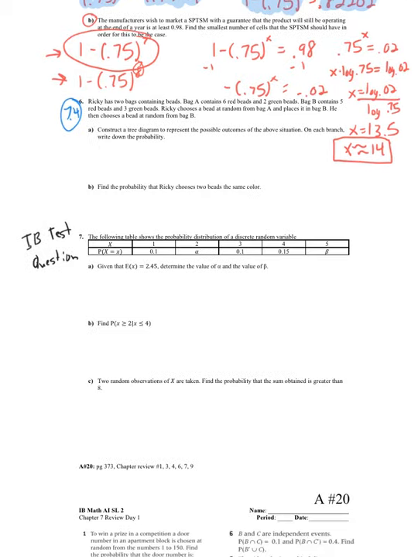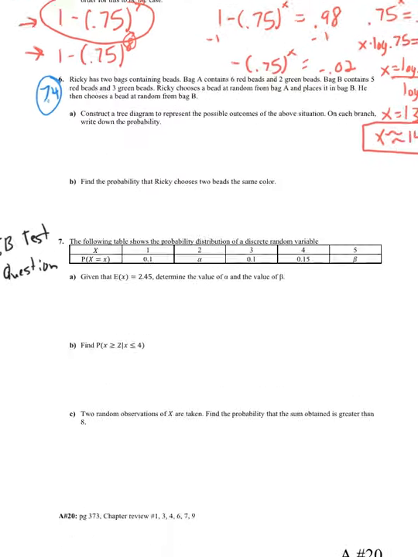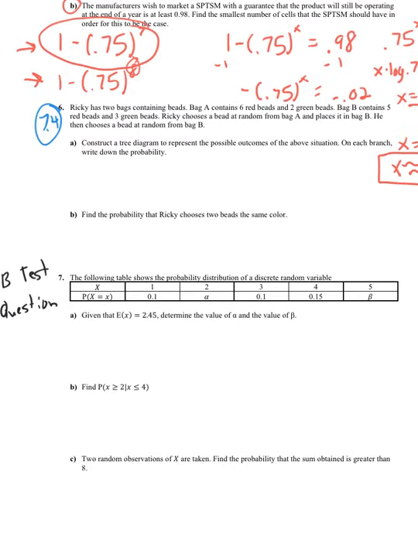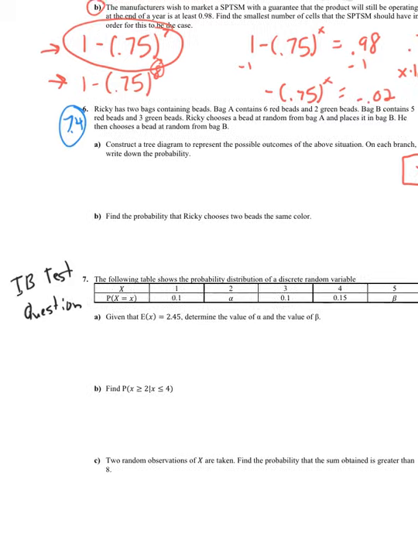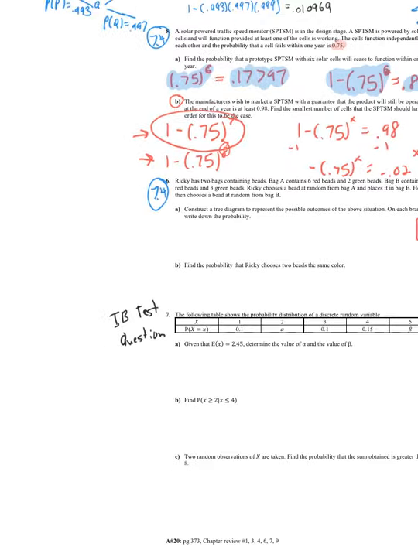Now, problem 6. Ricky has 2 bags containing beads. Bag A contains 6 red beads, 2 green beads. Bag B contains 5 and 3. Ricky chooses a bead at random from bag A and places it in bag B. He then chooses a bead at random from bag B. Construct a tree diagram to represent the possible outcomes of the above situation. On each branch, write down the probability.